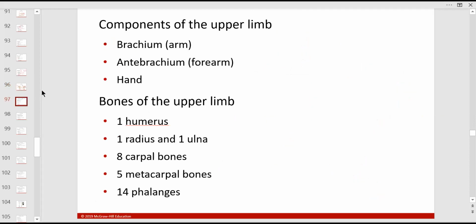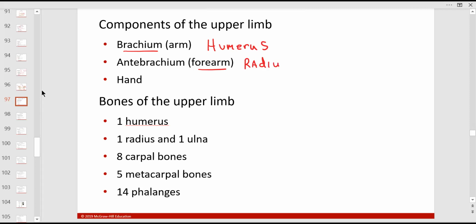So practice that. So upper limb, we're going to talk about the brachium, which is the arm, and that's going to be the humerus and all the parts of the humerus. And there's a lot. Nothing funny about that humerus. Antebrachium is the forearm, and you're going to have the radius. I'll tell you about the radius.